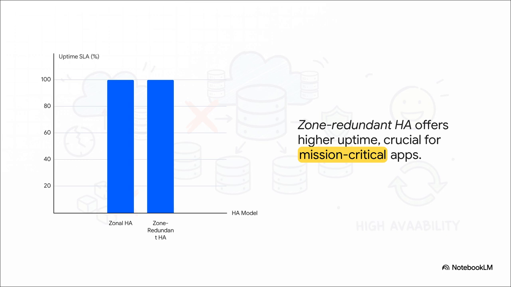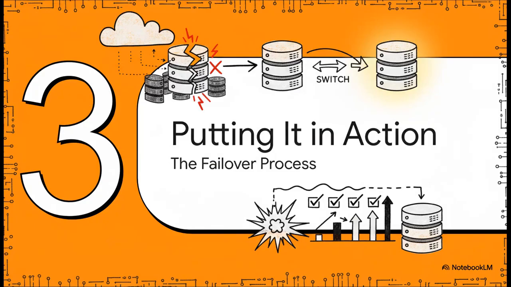That tiny, tiny difference of 0.04% can mean hours less potential downtime over the course of a year. For those absolutely critical apps, that difference is everything. All right, enough theory. We get the concept. But what happens when disaster actually strikes? Let's take a look at how this whole system springs into action during a real-world failure.